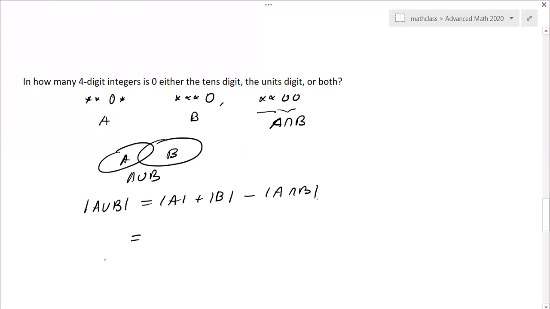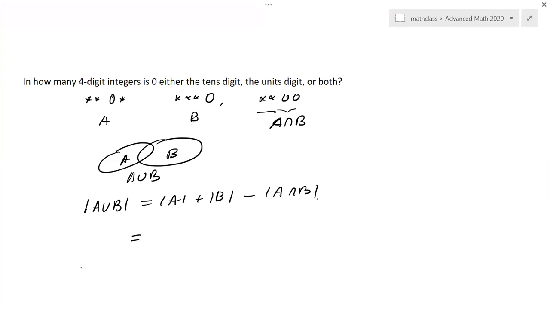So how many integers are in A? How many integers in A? There's actually 900 integers in A. Why 900?